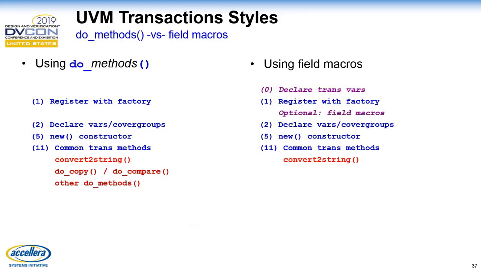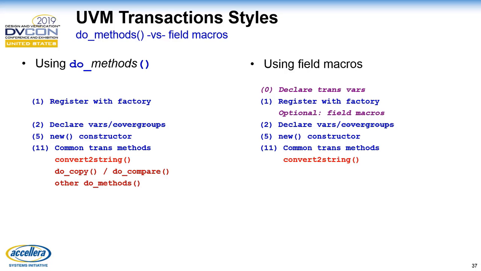And so you've got 2 ways to implement your transactions. And here's where we're going to get the 2 flavors that you find. The first flavor is more the Mentor Verification Academy style that uses the do methods, where you register your transaction with the factory, you declare your variables, you put in your common new constructor, then your common transaction methods, such as convert to string, and then you'll add things like do copy, do compare, and other do type methods.